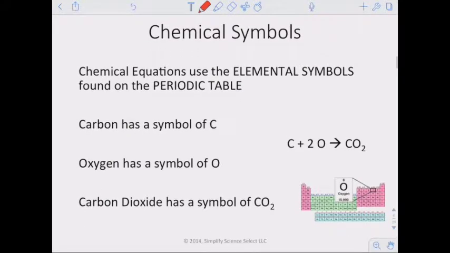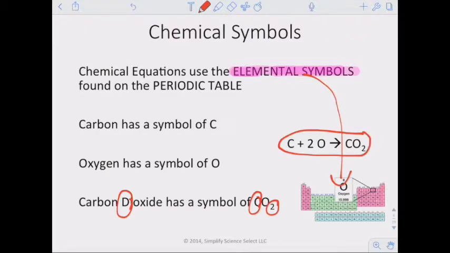Now, chemical equations use the elemental symbols. We find these elemental symbols on the periodic table. Okay, and for example, carbon has the symbol C, oxygen has the symbol O. So carbon dioxide means we have CO2. And we see the equation here. What we could say by this is a carbon and two oxygens produce carbon dioxide. This is not actually the correctly written formula for oxygen. We know it's a diatomic, but we'll get to that in a little bit.